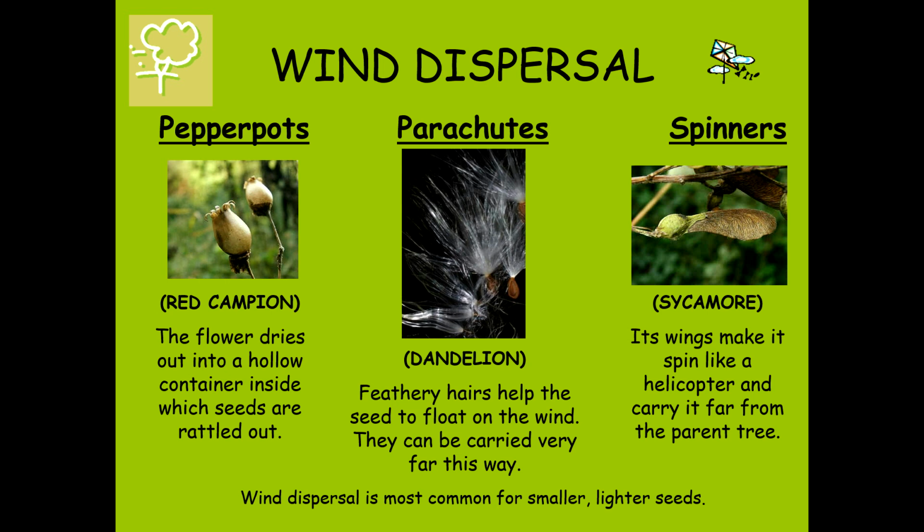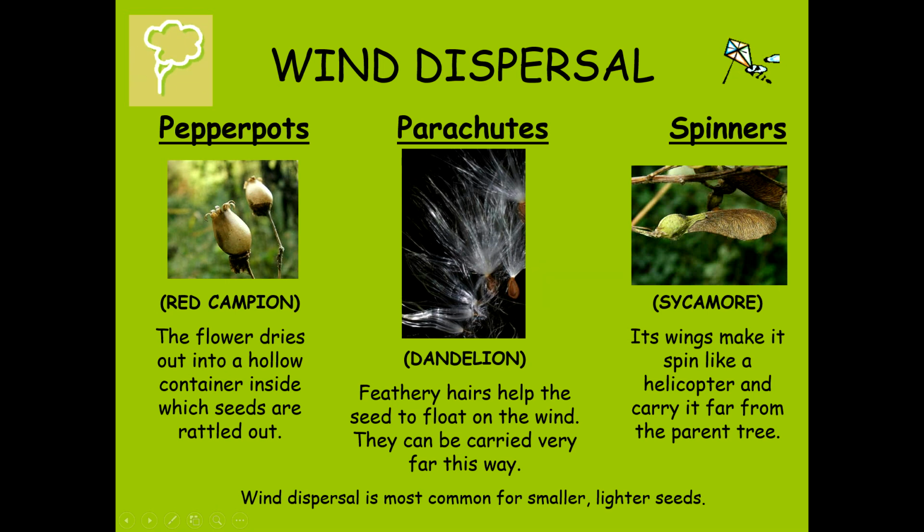Here are some different examples of this. Here we have pepper pots over here. These ones are called pepper pots because of their shape. They're like a pot because they have an opening and a round base. When these plants get dried out, the seeds that are inside get rattled around and then they blow out into the wind. These ones are called parachutes, and that's because of their long, thin, feathery hairs. These help them to fly very far through the air in the wind.